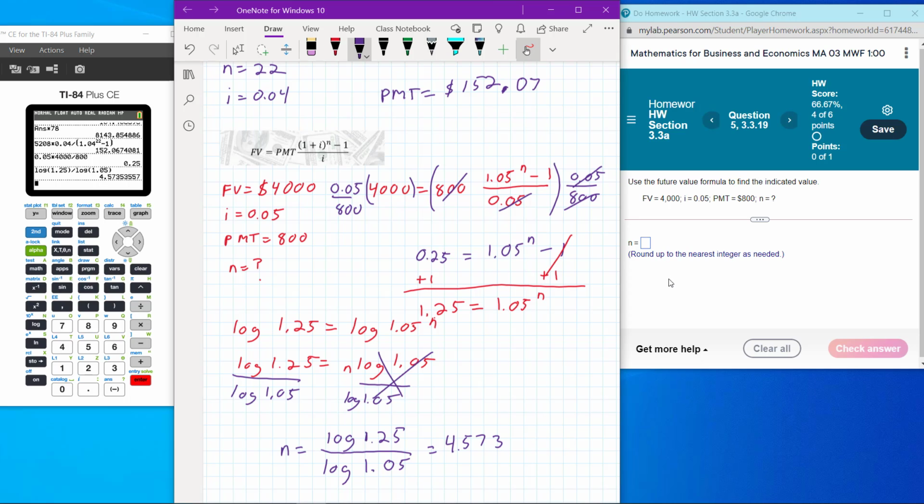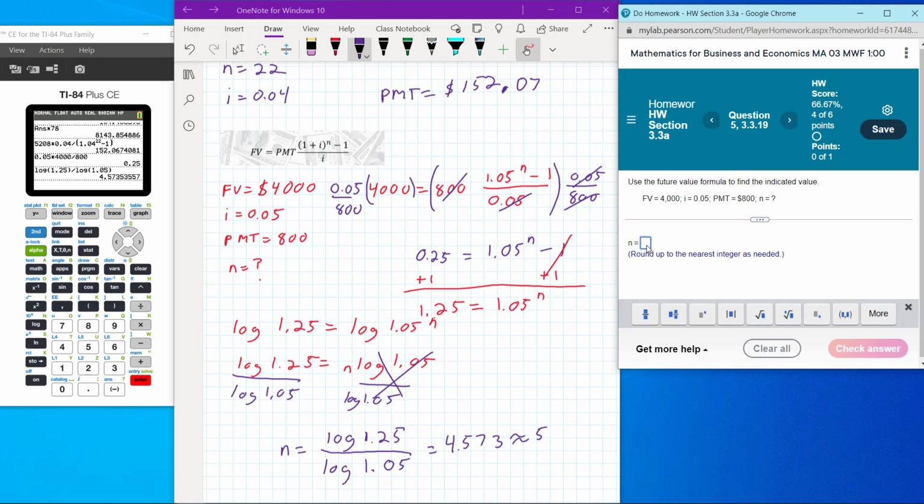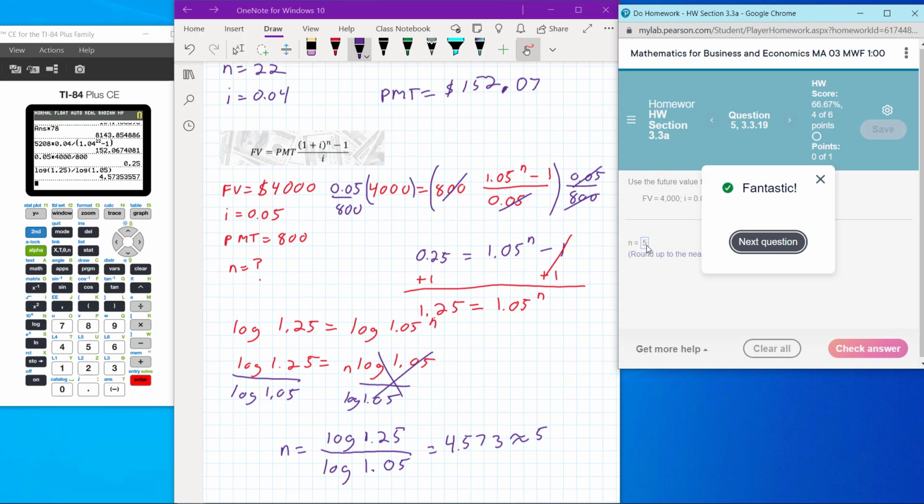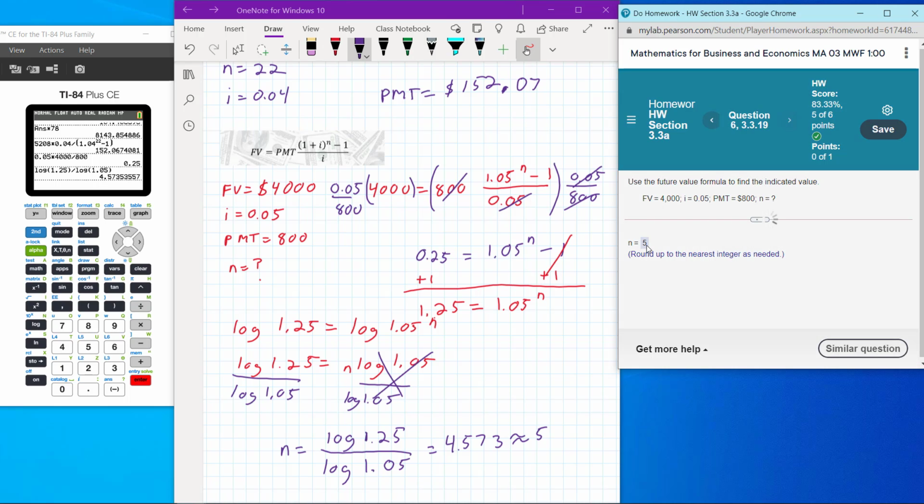4.573. Now here we want to round up to the nearest integer as desired. So since we have 4.5, no matter what, since we have something over here, we want to round up to 5. So this will round up to 5, and that is what I should be putting into here. And it is correct.